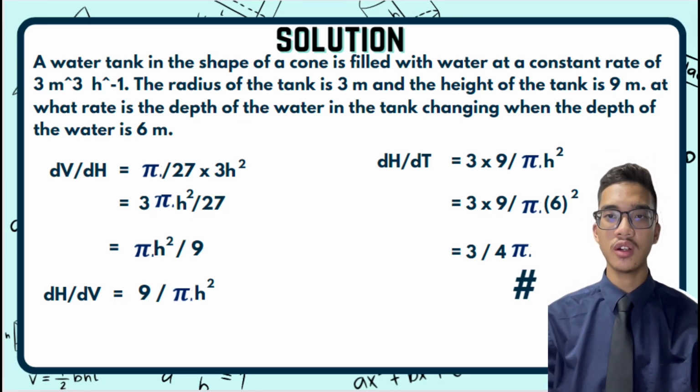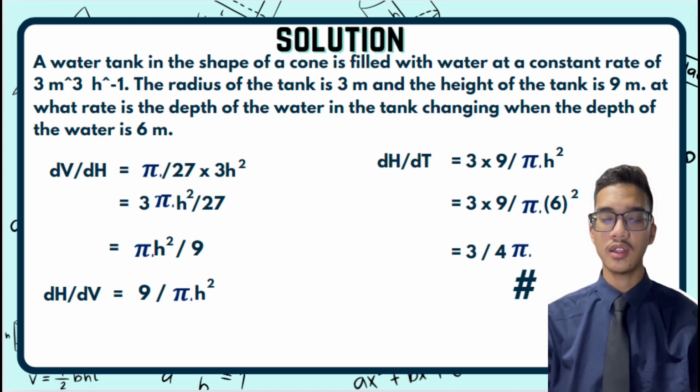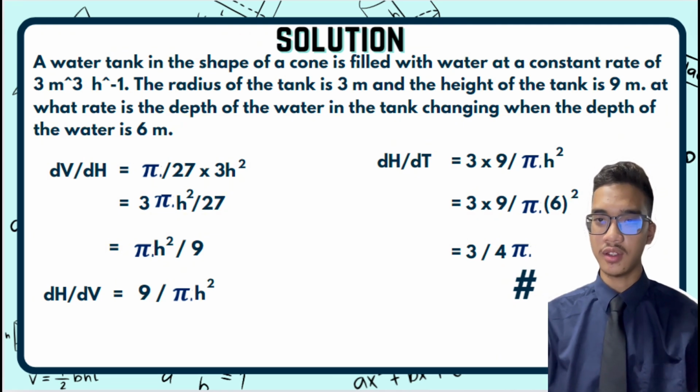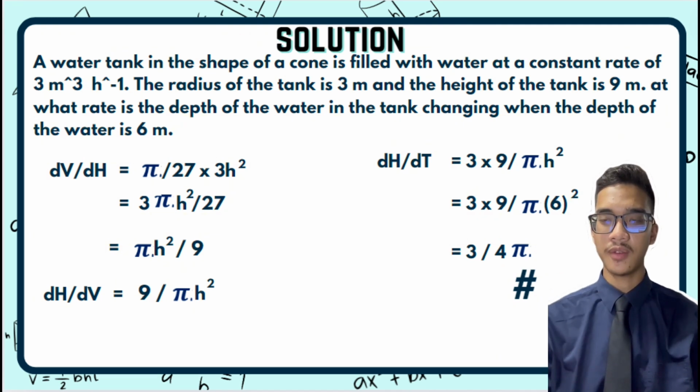Alright, continuing on, we have to get dV over dH, which equals pi over 27 times 3h power of 2. We have to differentiate again to get 3 pi h power of 2 over 27. Simplifying, we get pi h power of 2 over 9. And lastly, we have to get dH over dV, which equals 9 over pi h power of 2, which is the same as above, but turned around. Then, in order to get the answer for dH over dt, it equals 3 times 9 over pi h power of 2.